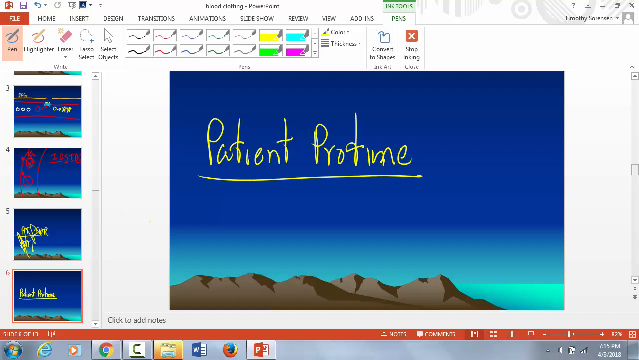Divided by the pro time of the kit that they're using to measure the pro time. So there's always a kit control.